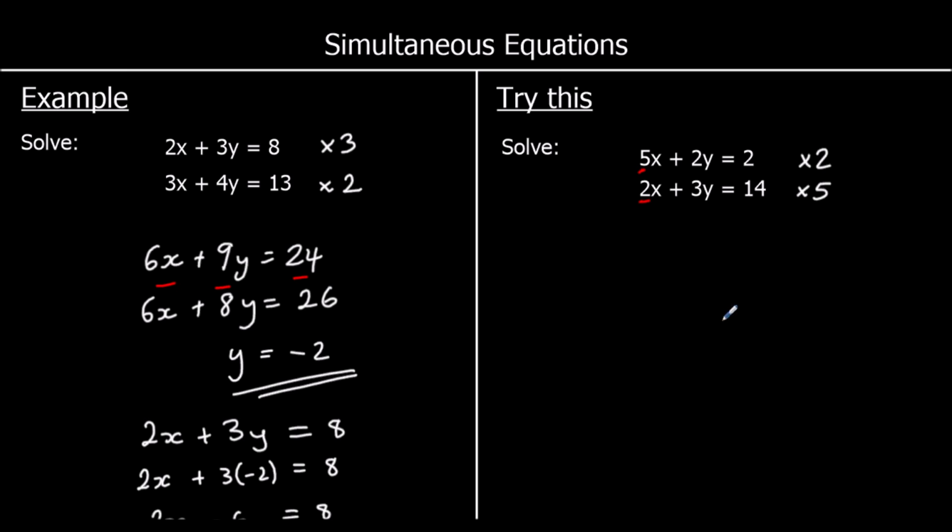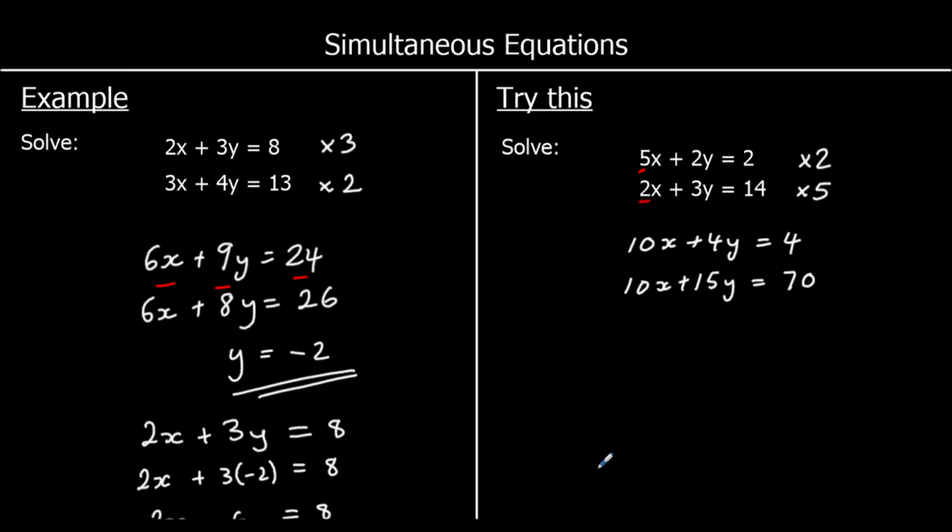So let's double the whole top equation. So 10x plus 4y equals 4, and multiply the whole bottom equation by 5. 10x plus 15y equals 70. So now I can take away.